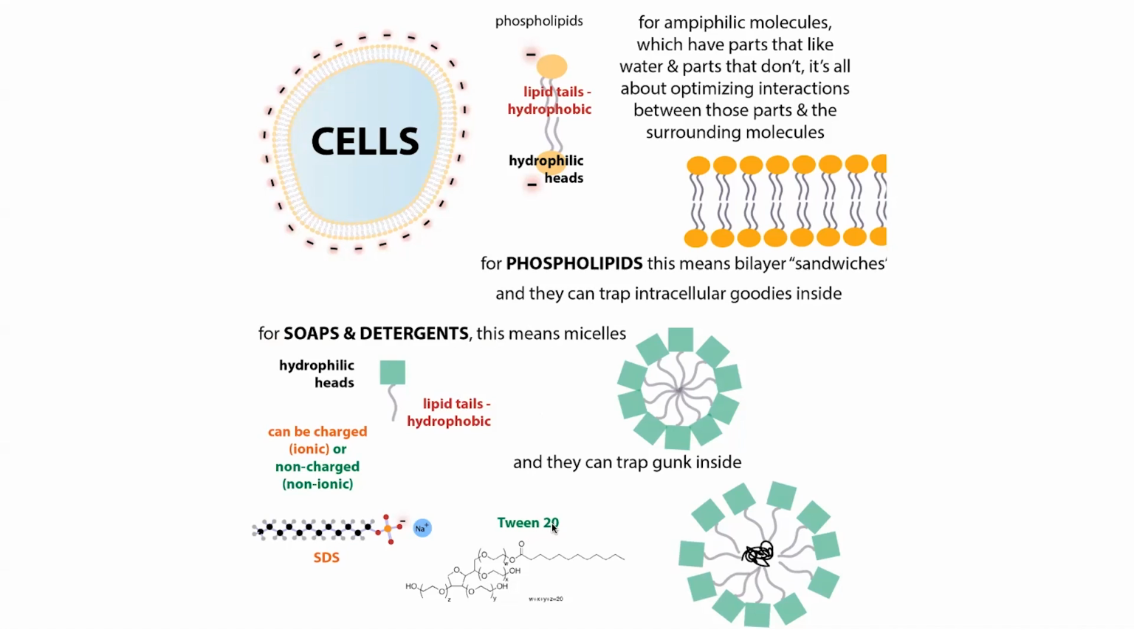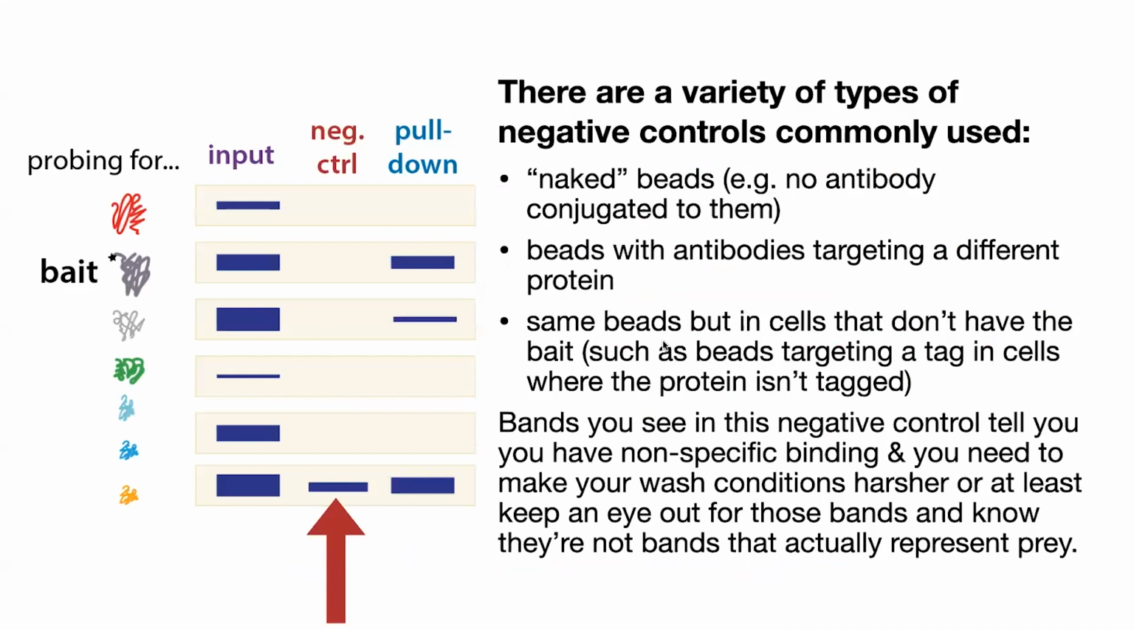Sometimes you might use harsher detergents if you want to do a harsher wash, or when you're doing the elution. So when you're actually getting things to come off of those antibodies, we often use SDS, which is an ionic detergent. And this is also what we need in order to denature the proteins for our gel. So this is a harsh detergent. But typically for our washes, we're using some sort of milder detergent, something like Tween. So we optimize those conditions so that we don't get much in our negative controls.